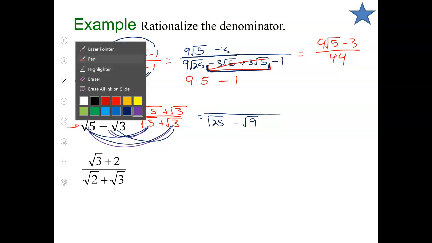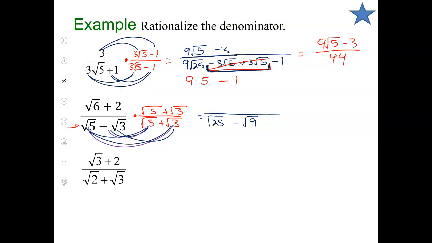Numerator, you have to do the full distributive property. Okay, so don't skip that part. Root 6 times root 5, root 30. Root 6 times root 3. 2 times root 5. And there you go, 2 root 3. Okay, so do the full distributive property of the numerator. But when you're multiplying by conjugates, you only need to do the first and the last because those are the only ones that are going to make a difference.